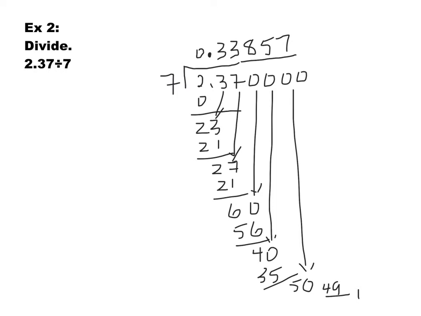And as you can see, this continues forever. This is a non-terminating decimal number. And depending on how many decimal places you want your accuracy to be, you can either stop here or you can round off the number. So you can say that 2.37 divided by 7 rounded to 5 decimal places is 0.33857.